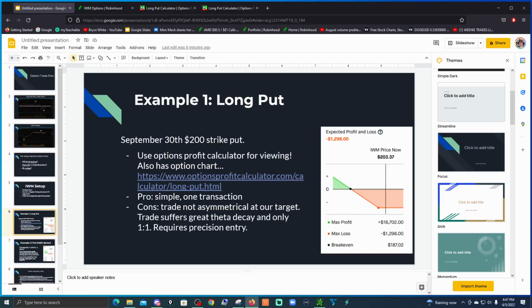So the big pros of the single put option is it's just one simple transaction. There's not a lot of slippage. There's not a lot of commissions. It's not that complicated. The cons are, though, that this trade is not that asymmetrical. And what does that really mean? Well, this trade's kind of more of a one-to-one.